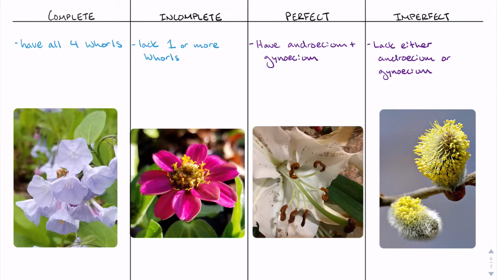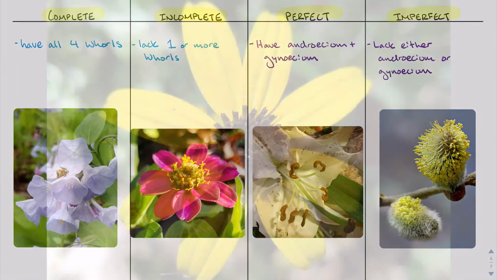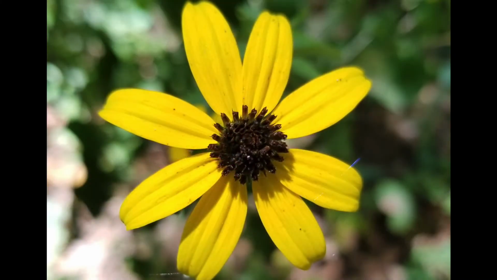We can use the many variations in floral structure to categorize flowers. Complete flowers have all 4 whorls, while incomplete flowers will lack 1 or more whorls. Perfect flowers will have both an androecium and a gynoecium, while imperfect flowers will lack one or the other. While a complete flower is necessarily perfect, a perfect flower is not necessarily complete, since it may lack petals or sepals. Some flowers, like daisies, have equidistant organ spacing in each whorl and show radial symmetry.